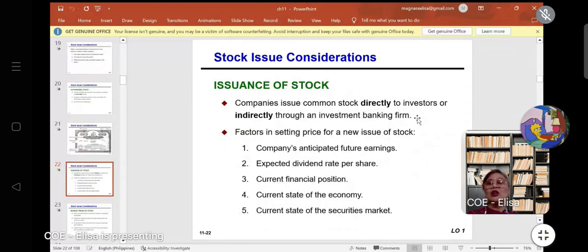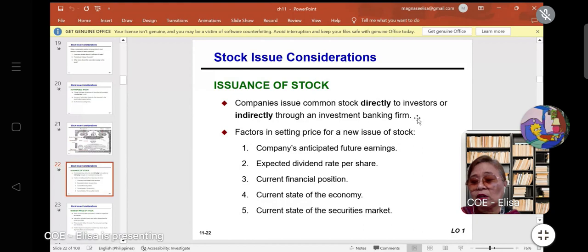Issuance of stock: companies issue common stock directly to investors or through an investment banking firm. For example, if Ayala wants to increase its capitalization, Ayala will contact a bank, and the bank will process all the documentation, do the due diligence, and do everything. By the time of the offering, the buying public will source the transaction through the bank. For example, for San Miguel Corporation, it could be RCBC and some other banks where you can buy their shares of stock. It could also be bonds.